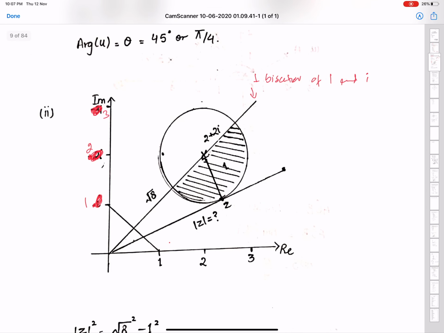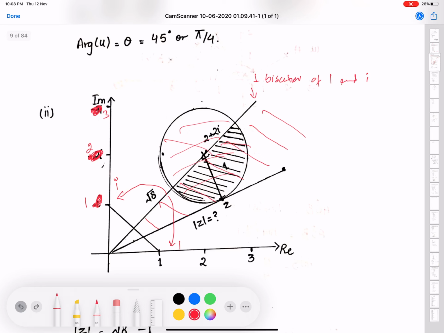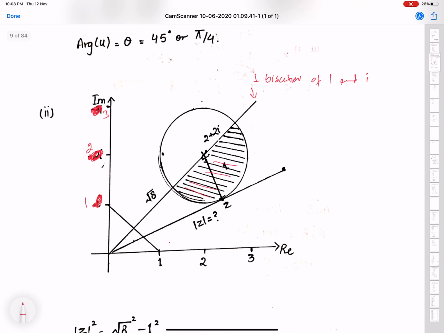So this bisector has two sides. This is the side of 1, and this is the side of i of the bisector. So you need to shade this side. And then this is the circular part. I mean, you need to shade inside the circle. Now you have to take the common part, and this is the common part. So this is the final shading. Make sure you shade the required region correctly.